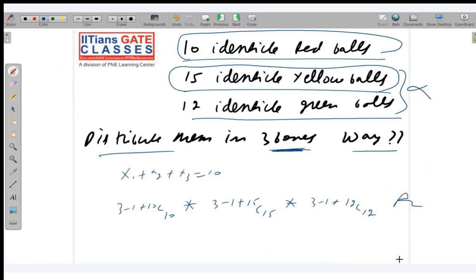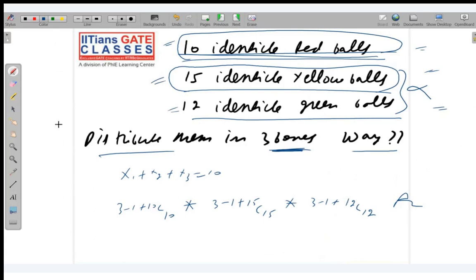So what is the basic idea? Whenever we have 10 identical red balls, 15 identical yellow balls, 12 identical green balls, for such kind of things, you first distribute the first set of identical balls, and then the second set, and then the third set. That is very common sense. So first you will distribute 10 identical red balls, then you will distribute 15, and then you will distribute 12. That's it.